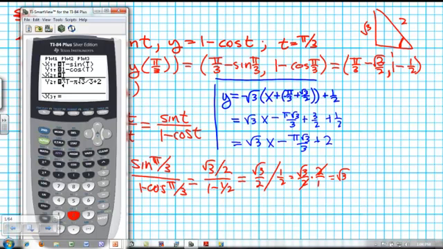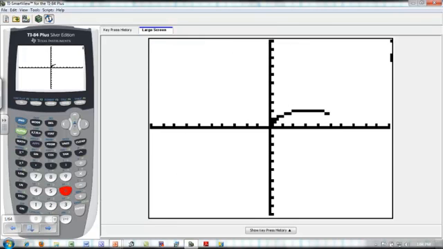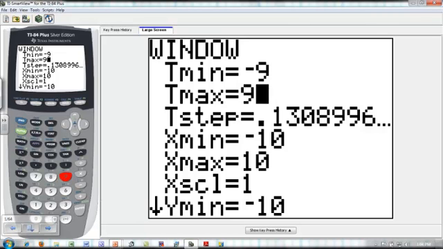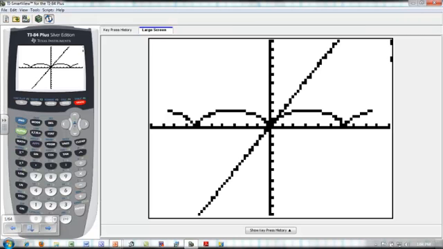So let's give this a try. And let's see what we get. How about zoom standard? There's our curve, and there's a tangent line. Let's back up a little bit, and let's make t go from, let's say, negative 9 to 9. And look at the graph again, so there's our parametric curve. It seems to be like a little hoppy thing. And then there's my tangent line. And does it look like the tangent line and that curve touch?